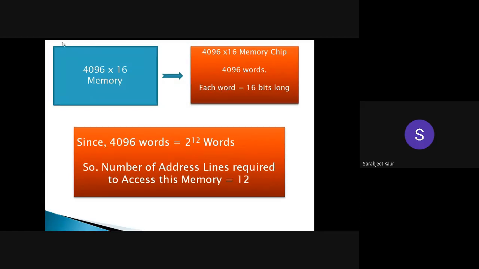You remember we had said that since this memory has 4096 words, I can write it in the power of 2 as 2 raised to the power of 12. Is this clear or not? That 4096 words can be written as 2 raised to the power of 12 words. Yes, ma'am, it's clear. Any problem up till here? No, ma'am.